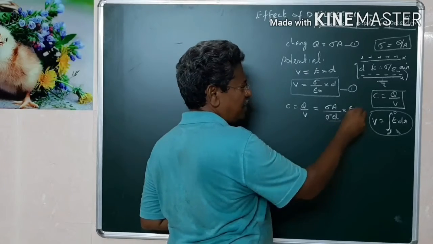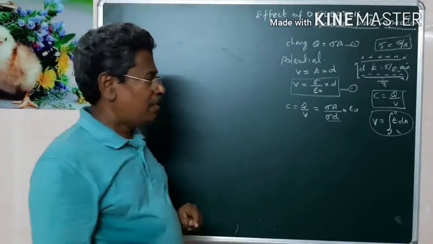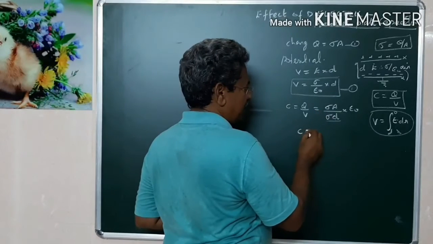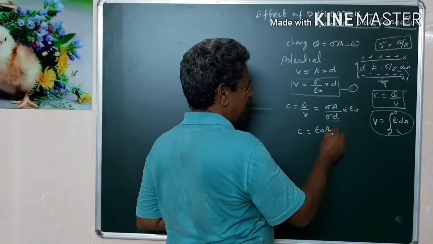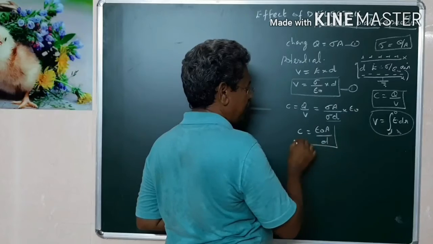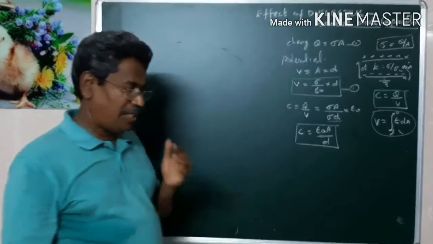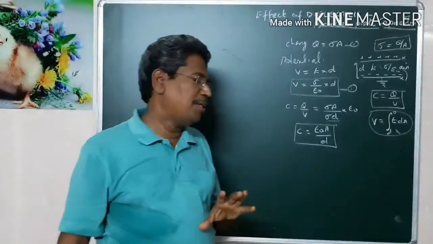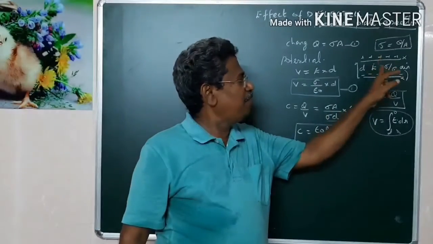Instead of writing here, I am taking here. Naturally, sigma gets cancelled. Therefore, capacitance C is equal to epsilon naught A by D. This is an expression for any capacitor. Minimum requirement for the capacitor is we need a two plate filled with the air.